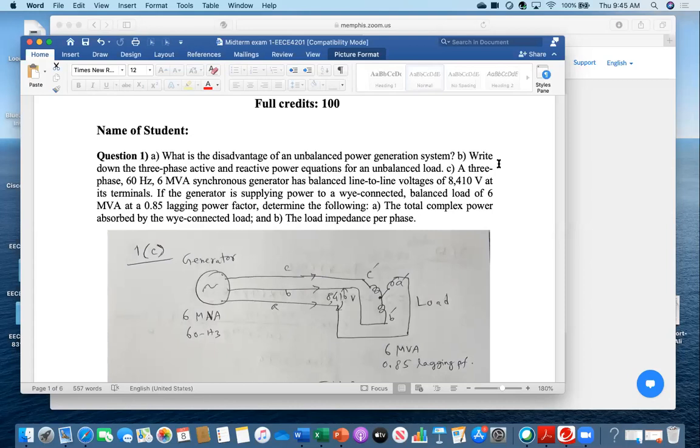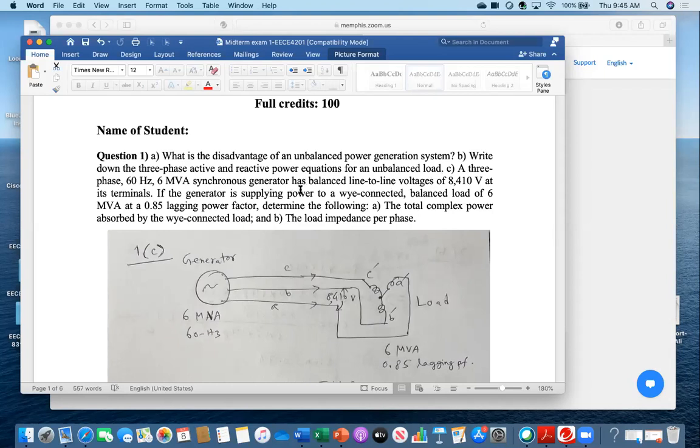Now, question number B: write down the three-phase active and reactive power equation for an unbalanced load. You see this is an unbalanced load, but many of you have written down the equation for a balanced load, like root 3 VL IL cosine theta. But that is wrong. That is for the balanced system, balanced load. When the system is unbalanced, you cannot multiply by 3 or by root 3. So you have to calculate phase by phase, one phase at a time.